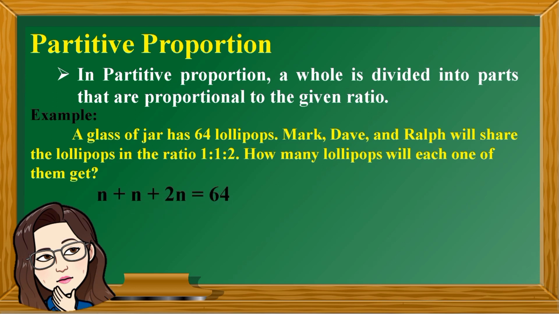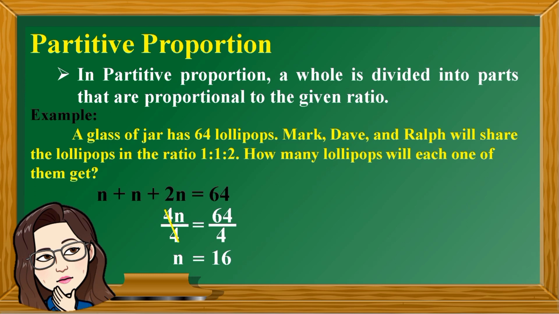n plus n plus 2n is equal to 64. n plus n plus 2n is equal to 4n. So, 4n is equal to 64. Divide both sides by 4. 4n divided by 4 is n. 64 divided by 4 is 16. n is equal to 16.